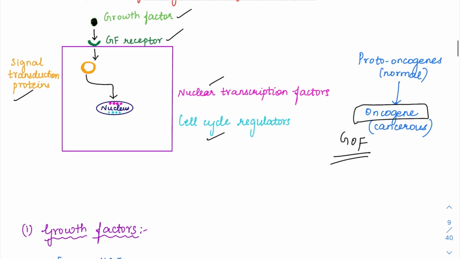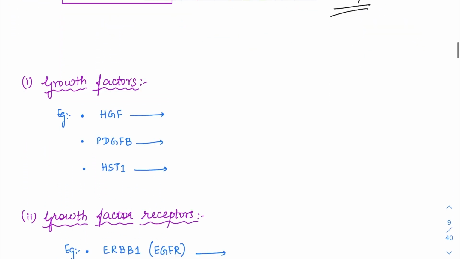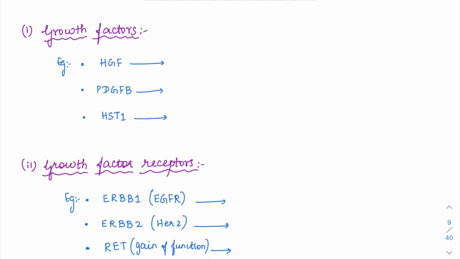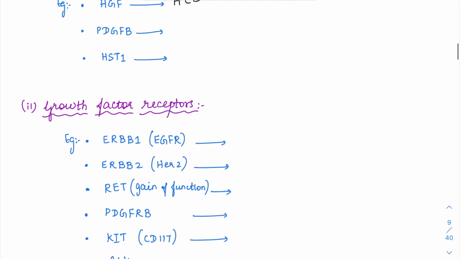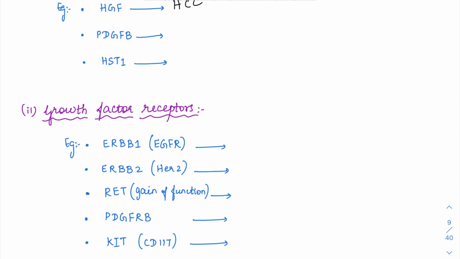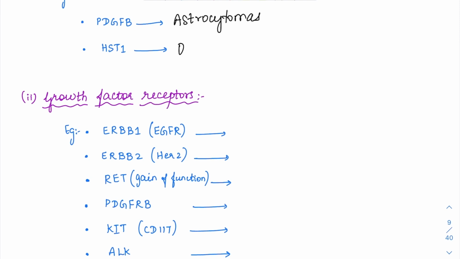Okay. So let's see the examples. Starting with growth factors, some of the growth factors along with the cancers they cause we'll be seeing. So HGF is hepatocyte growth factor. As the name suggests, the gain of function mutation is going to cause hepatocellular carcinoma. Then PDGFB, which is platelet derived growth factor B, is going to cause astrocytomas. HST1, here the mutations are going to result in osteosarcomas.